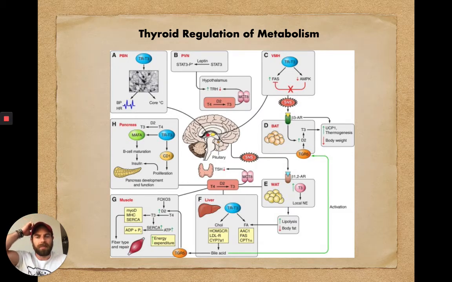The hypothalamus releases thyrotropin releasing hormone, which stimulates the pituitary to release TSH, as you know. The TSH stimulates the thyroid gland to release T4 and T3, right? Pretty basic stuff. These different red initial abbreviations represent the hypothalamus. There are different parts of the hypothalamus that work to regulate different parts of the body. So PBN is the first one in this context.